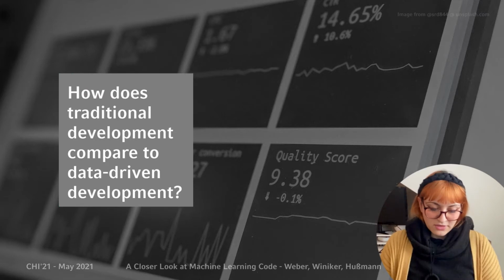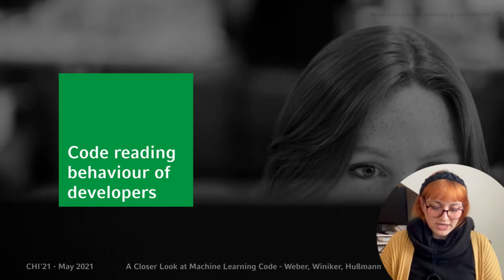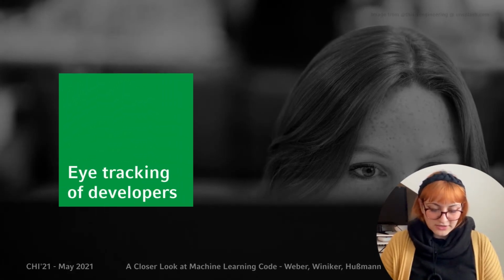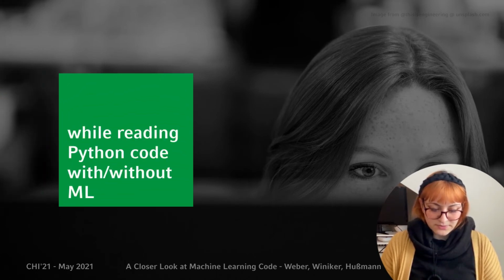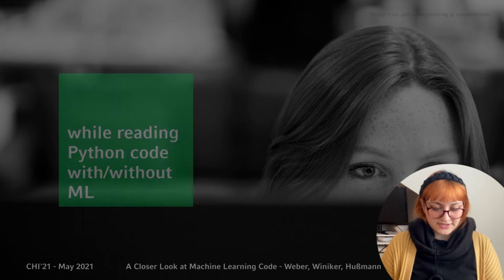So this is why we thought that the comparison of those two paradigms would be worthwhile. And we started for now with reading behavior. So, what did we do? We conducted an eye-tracking study where we had 6 developers sit down and read some code. Specifically, they read Python code, which was the obvious choice, since it's used a lot for machine learning, but also for other non-machine learning things.